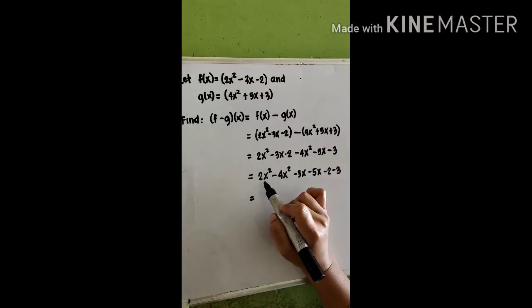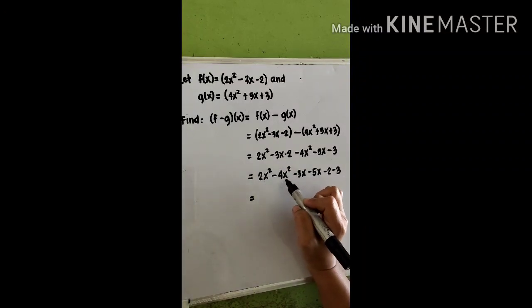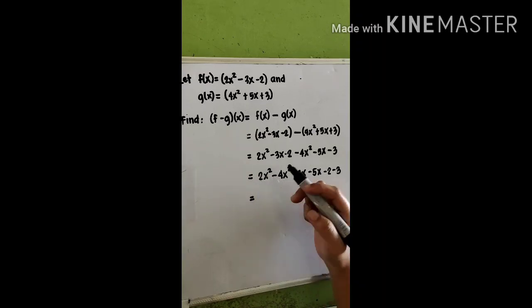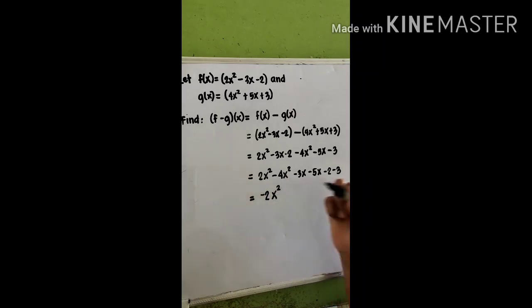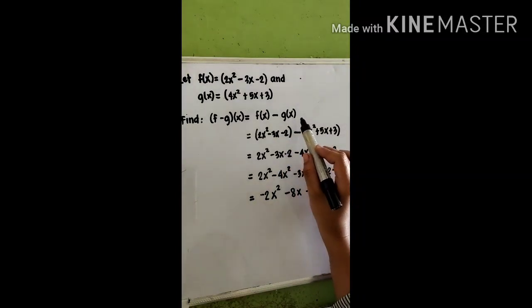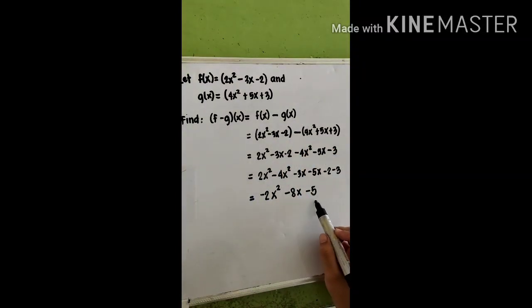So like terms, here we have 2x squared and negative 4x squared. So 2 minus 4, that is negative 2, and then copy x squared. We also have here negative 3x and negative 5x. So negative 3 and negative 5, that is negative 8, and then we have to copy x. And then we have the constants negative 2 and negative 3, that is negative 5. So the difference of the functions f of x and g of x is negative 2x squared minus 8x minus 5.